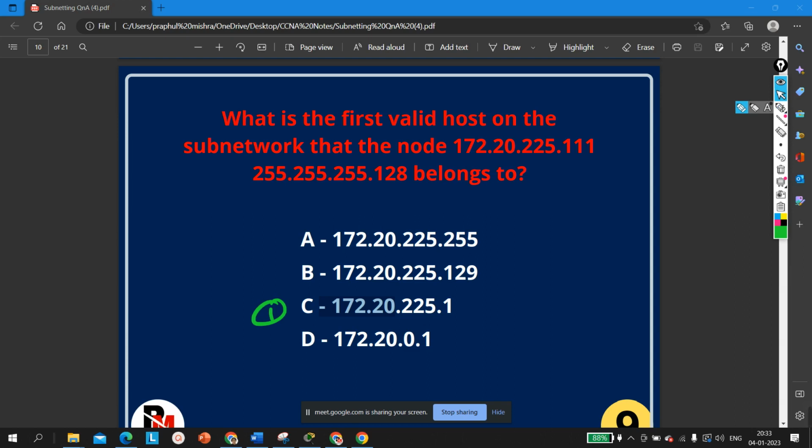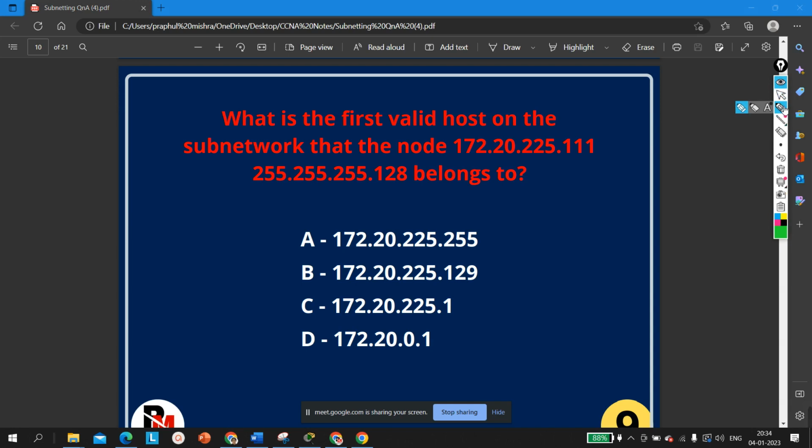So the block size will be 128. So two networks, 0 to 127. So is this the first network or second network? First network, right? So the first IP address will be this one, dot 0. Yeah, so it's dot 1, correct. So it should be C. Does anyone have a problem here? If anyone doesn't know how option C is right, guys, let me know.